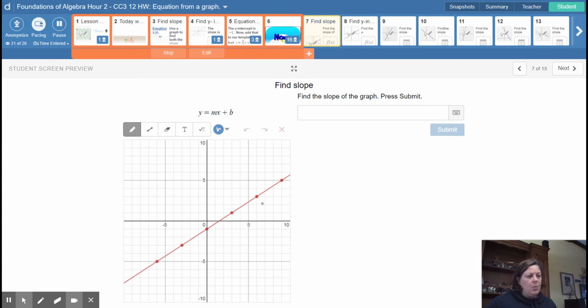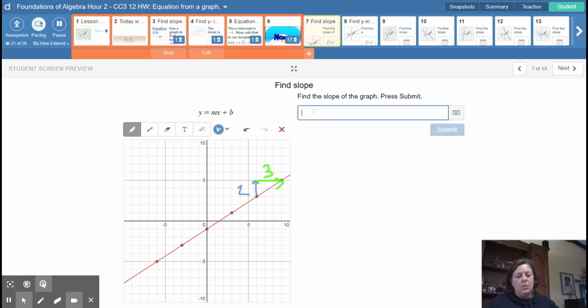So again, I'm going to pick any 2 points in here. I'm just going to pick these last 2 over here on the right. So I'm going to go from the 1 point, and I just went up 2, so I know that that is a rise of 2. And then I am going to go to the right. How many was that? 1, 2, 3. And I went to the right 3. Remember, if it's up, it's positive, and right, it's positive. If it's down, it's negative. If it's left, it's negative. So again, my slope with this one is just 2/3.